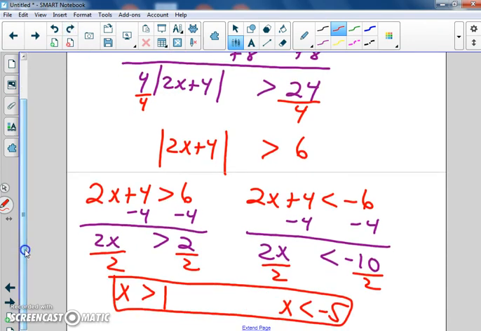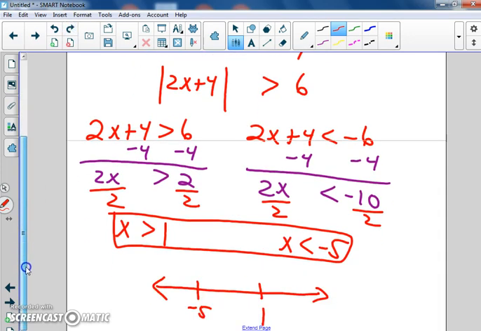Now you have to graph this. What are the key points? -5 and 1. X is greater than 1, so that's an open circle going to the right. X is less than -5. That's an open circle going to the left. There's your answers.